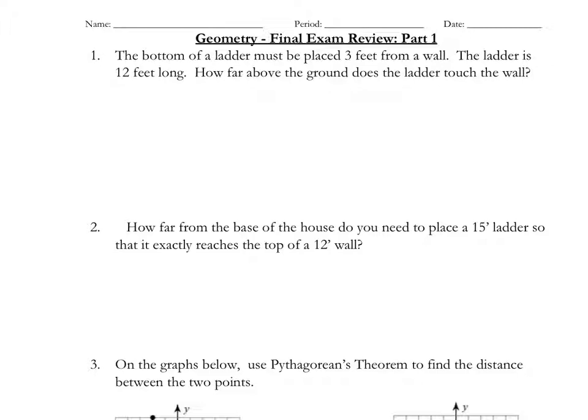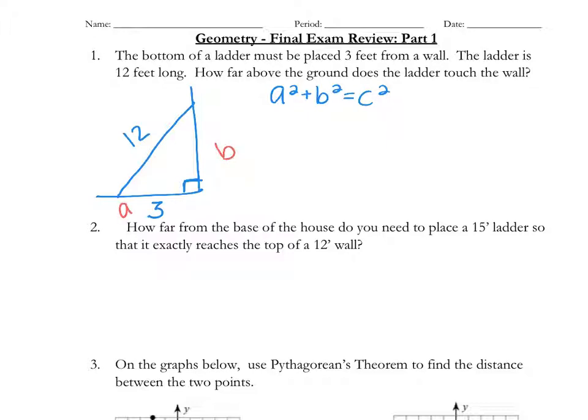On your final, you'll have a picture of this, but in this case, I would draw a picture myself. So I have the ground, a wall, and then my ladder here. It tells me my ladder is 12 feet long, and then it wants it to be 3 feet from the wall. So how high up the wall does it hit? Again, this forms a right angle here, so we're using Pythagorean's theorem to solve this. That's a squared plus b squared equals c squared. Remember, these are my two legs, so my a and my b, and my c is my hypotenuse. That's across from my right angle.